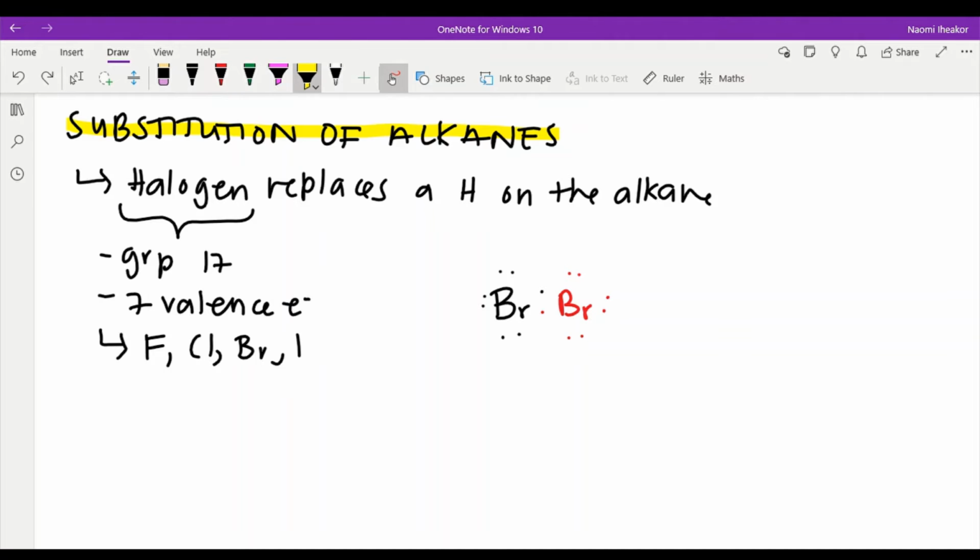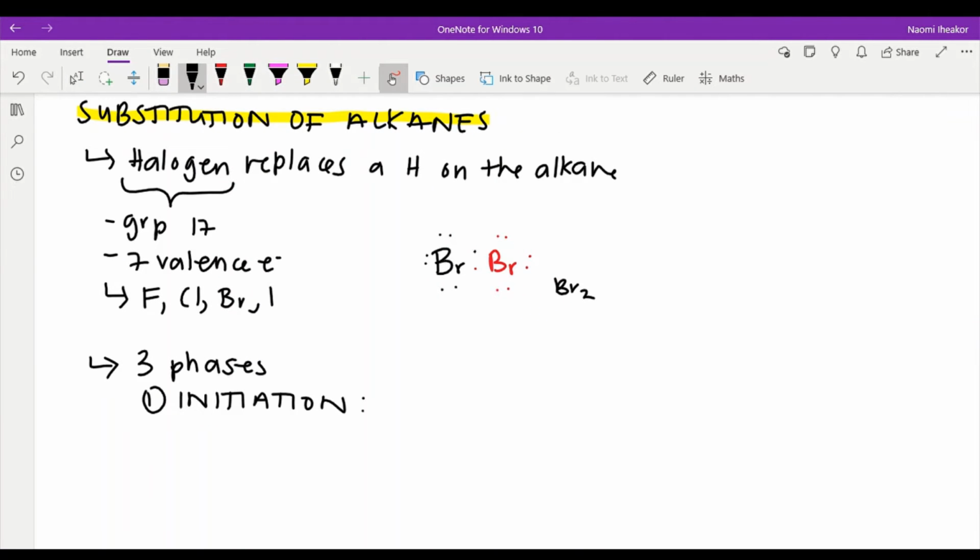When we're talking about substitution in alkanes, once again, we are replacing a hydrogen for a halogen. And so in order for this to take place, we need our halogen to split up, because remember, they exist diatomically. And so the substitution of alkanes is not as straightforward as we think. It has 3 main phases. The first phase is initiation. In initiation, our diatomic halogen needs to be split up. And the mechanism by which this happens is what we call photochemical homolytic fission.